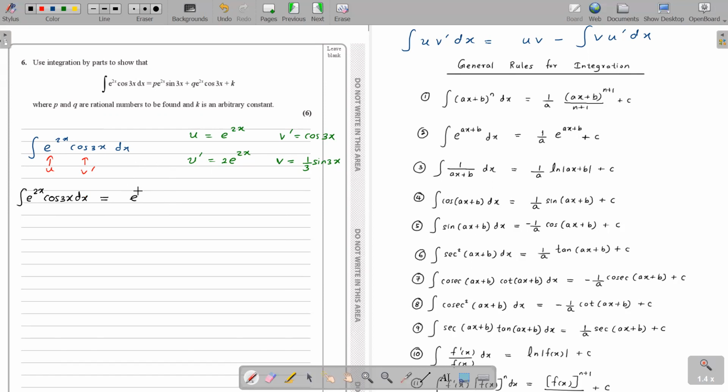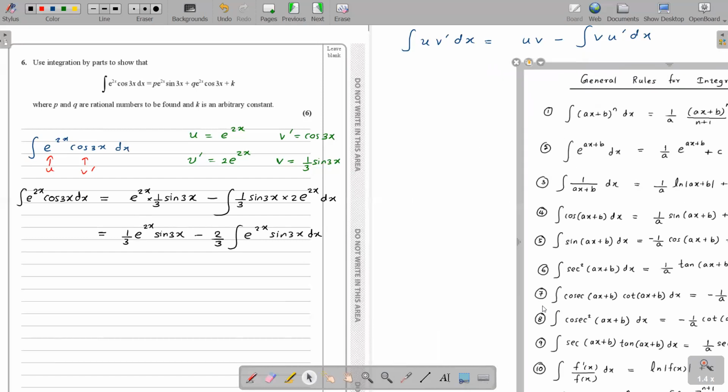So u is e to the power 2x. v is 1 over 3 sine 3x. uv minus integration of v, which is 1 over 3 sine 3x, times u dash, 2e to the power 2x, with respect to x. Shall we simplify this a little bit? I get here 1 over 3 e to the power 2x sine 3x minus, I can take the 2 and 3 out, 2 over 3 integral of e to the power 2x sine 3x. I just slightly rearrange the equation. Okay, are you okay with it?